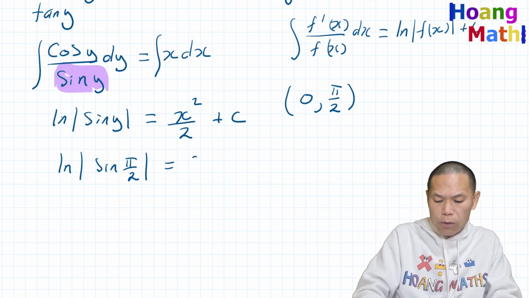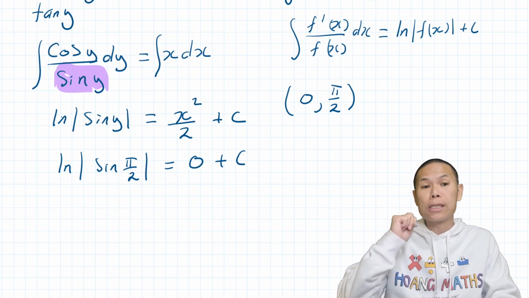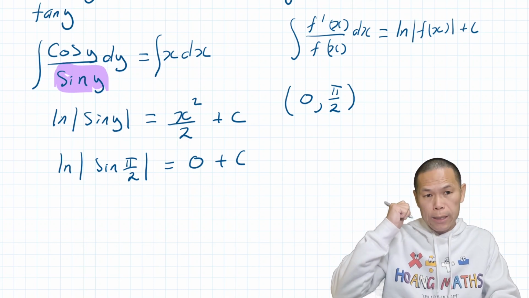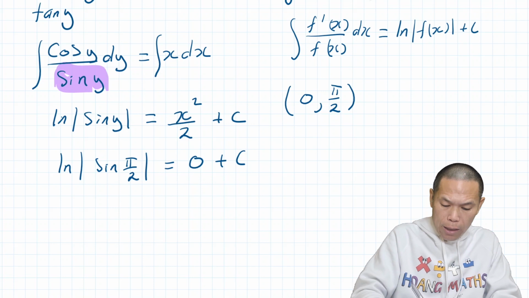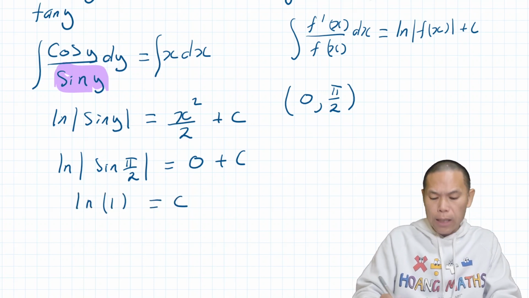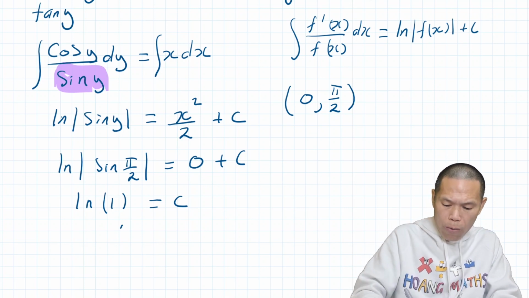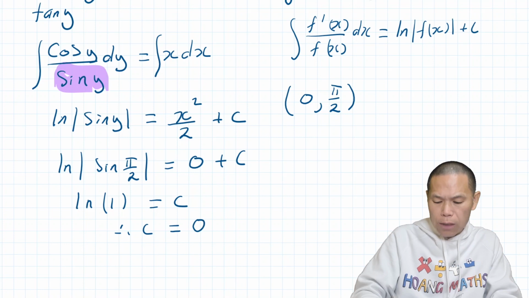So 0 squared is 0, and divided by 2 is 0. So at c, we know that sine of pi over 2 is 1. So that is ln of 1 is c. And we know that ln of 1 is 0. So therefore, c is 0.